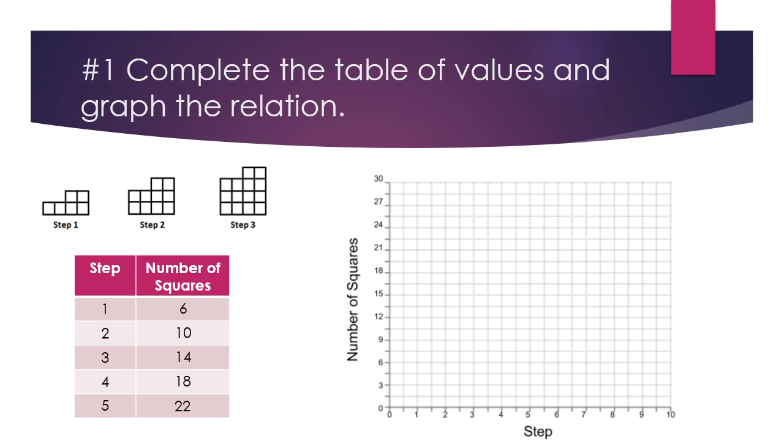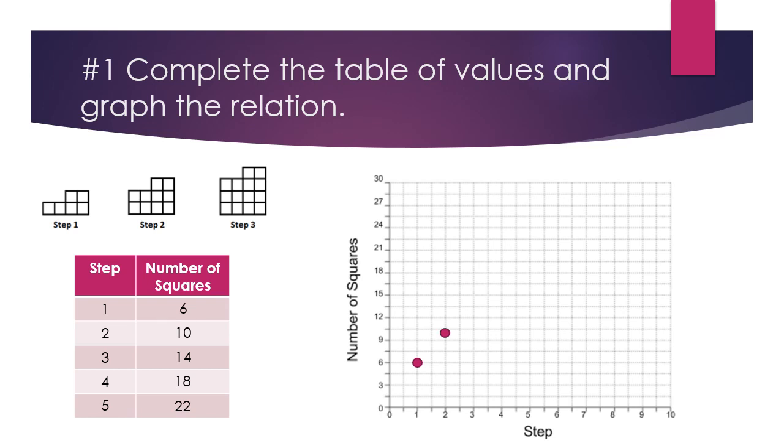Then to graph them, what we need to do is look at the ordered pairs created by each row of the table. So the first row is step 1 has 6 squares. So if we go on our graph, we find step 1 and we go up to 6 and draw our dot. Okay, the next row in the table is step 2 has 10 squares. So on our graph, we find step 2 and we go all the way up to 10.